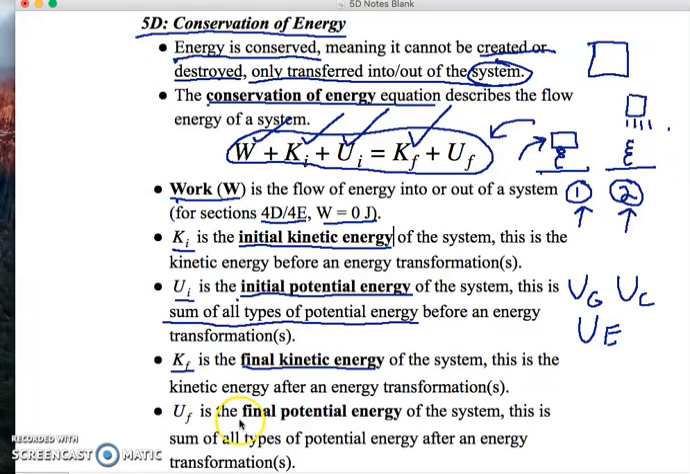And the last one is Uf, the final potential energy of the system. That's the sum of all types of potential energy after the energy transformation. So at the end of the time you're looking at, is there any type of potential energy? So that's the conservation of energy equation. We're going to look a little bit more at how it's applied to a problem.